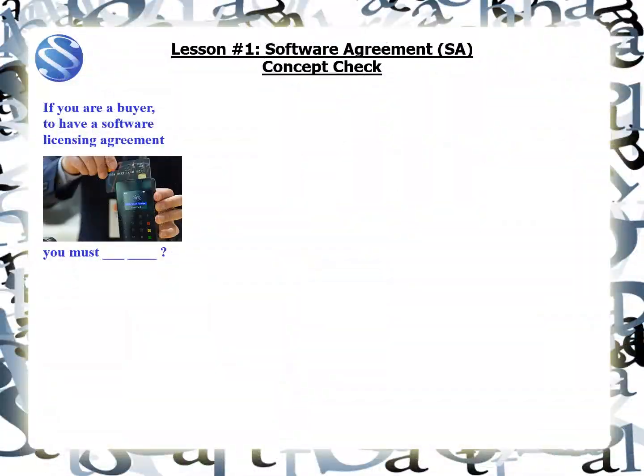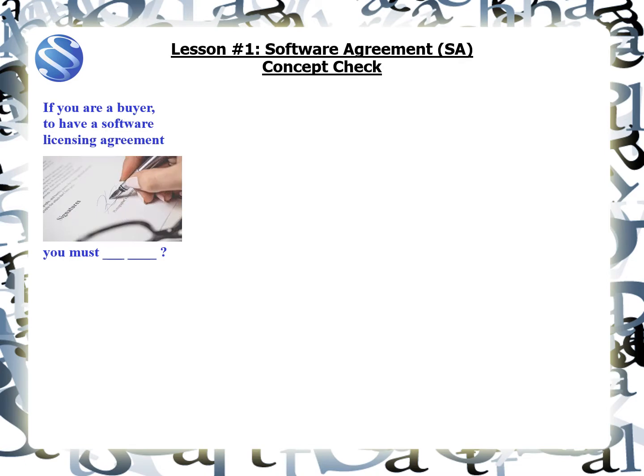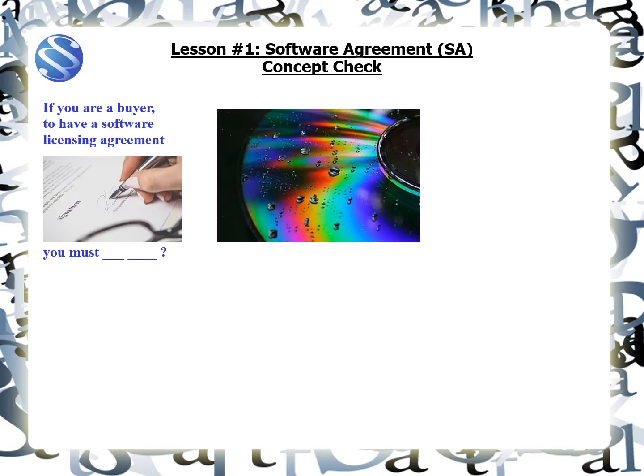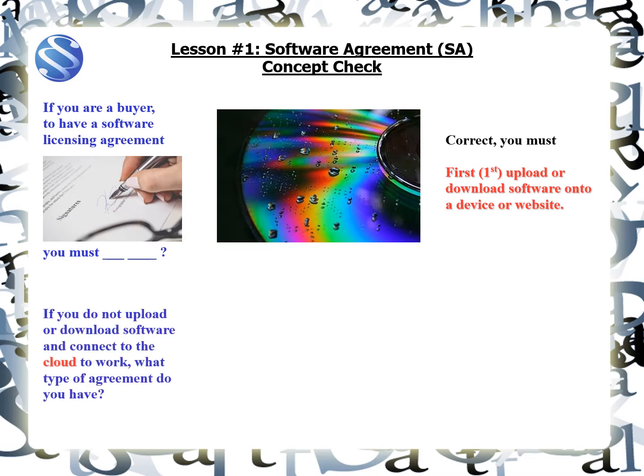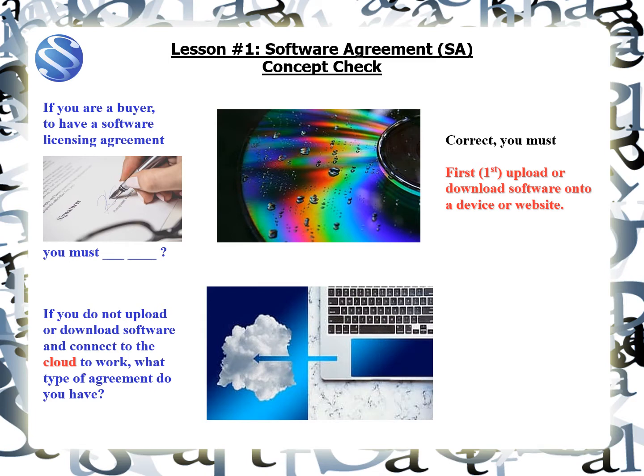If you are a buyer, to have a software licensing agreement, you must, correct. You must first upload or download software onto a device or website. If you do not upload or download software and connect to the cloud to work, what type of agreement do you have? Correct. A software as a service agreement.